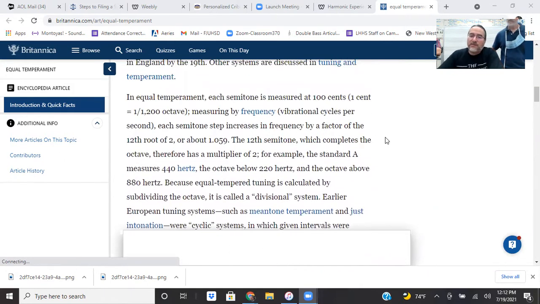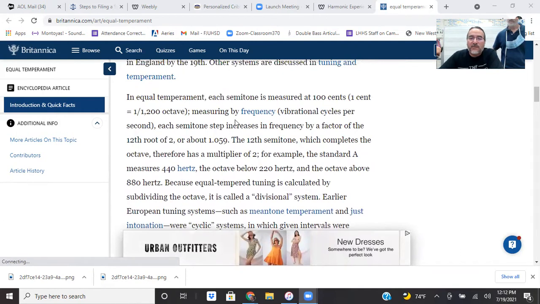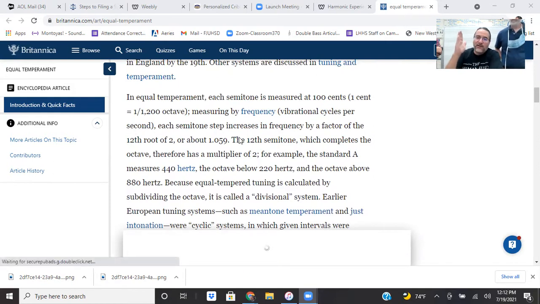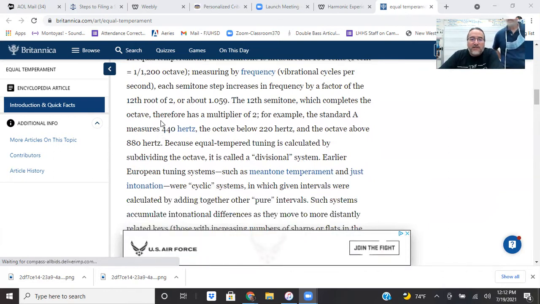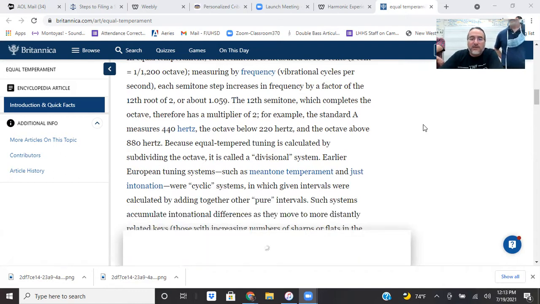In equal temperament, each semitone is measured at 100 cents, measuring by frequency or vibrational cycles per second. Remember, it's not just a string going back and forth, it's three-dimensional. So you have the 1-to-1, the 2-to-1, the 3-to-1, the 4-to-1, all those different partials being created by different ratios of the string being vibrated. The 12th semitone, which completes the octave, therefore, standard A measures 440 hertz. That's why we know the octave below is 220 hertz and the octave above is 880, because every time you double it, you get an octave.